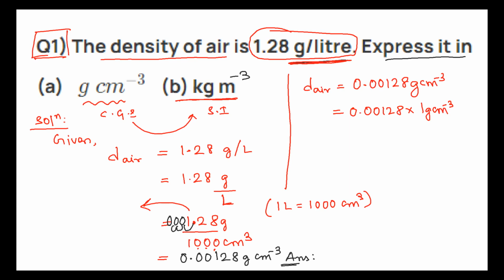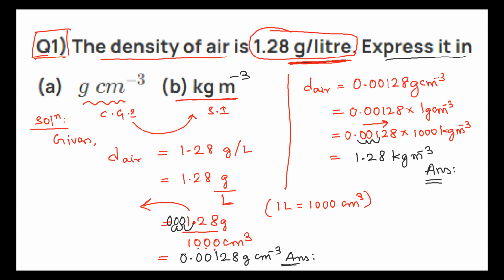Now, 1 gram per centimeter cube, we have seen from our previous knowledge, is actually 1000 kg per meter cube. Now, since we are multiplying, the decimal place will shift towards the right. Let's multiply by 1000. It will become 1.28 kg per meter cube. Answer finished.